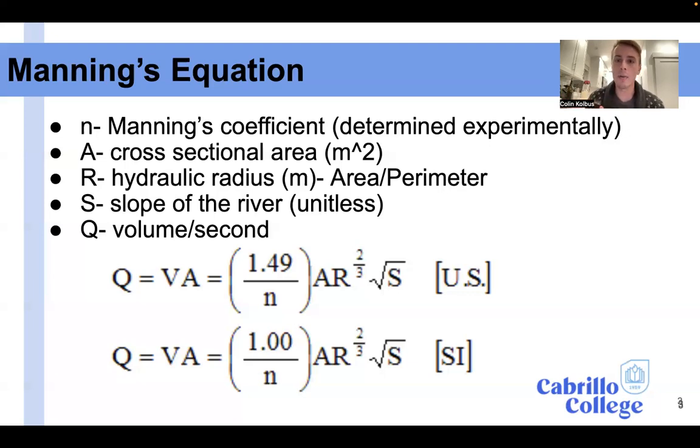n is our Manning's coefficient. This is determined experimentally, and this is our empirical value that allows us to fudge the numbers a little bit. A is our cross-sectional area. R is our hydraulic radius, which we'll discuss a little later. S is the slope of the river, and Q is our volume per second. In the US version, it is cubic feet per second, and in SI it is cubic meters per second.